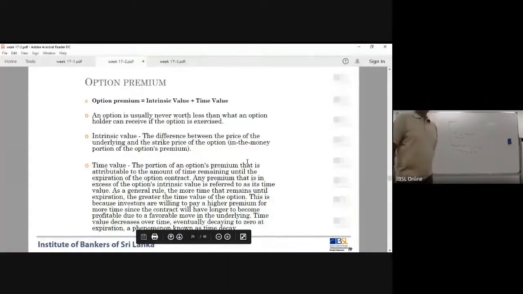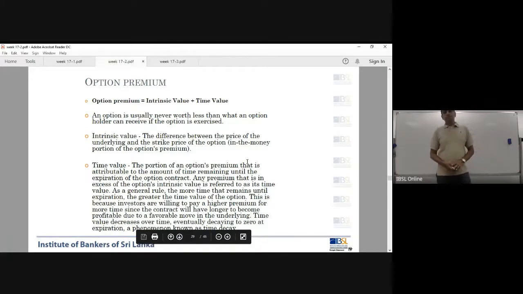Now the option premium is equal to the intrinsic value plus time value. That is how you calculate the option premium, intrinsic value plus time value. Intrinsic value for a call option, if you all can remember, is the market price minus the strike price. For a put option, it is strike price minus market price. What you need to remember is intrinsic value will never be negative, which we discussed last week. An option is usually never worth less than what an option holder can receive if the option is exercised. Right? So it can be never worth less than what you receive when it is exercised.